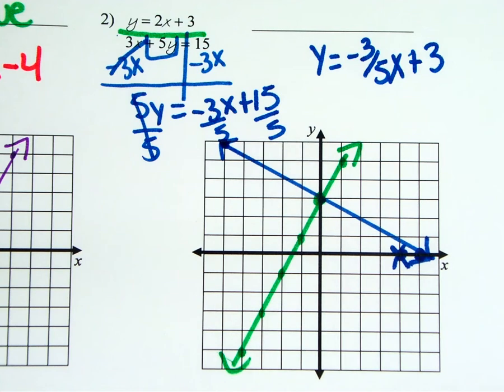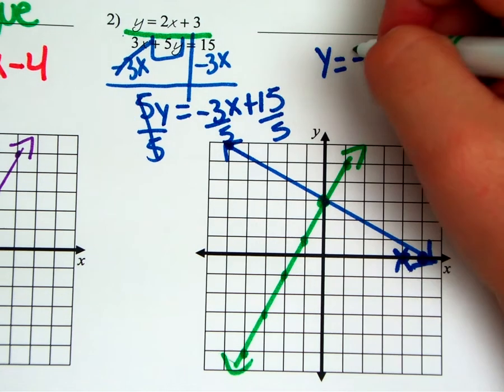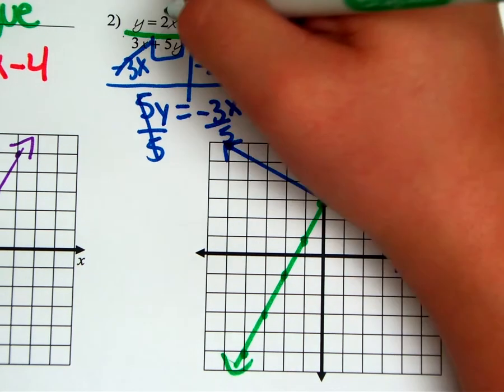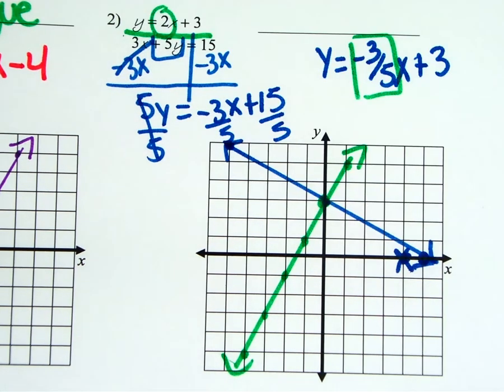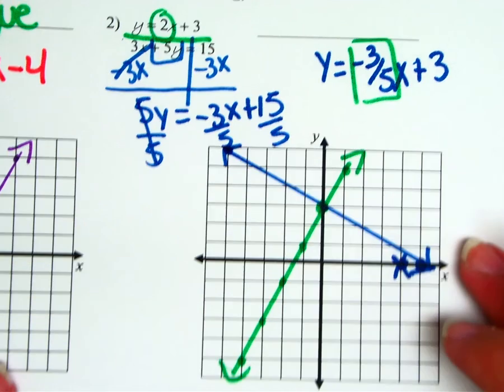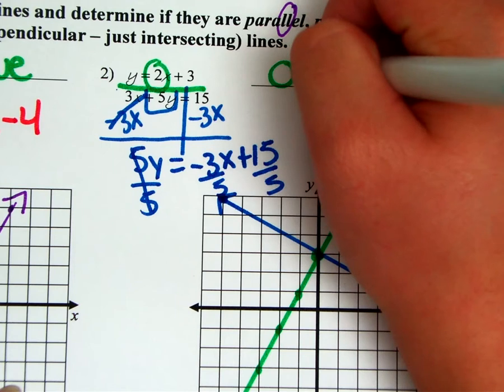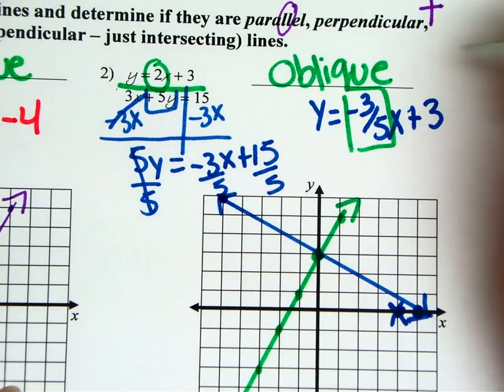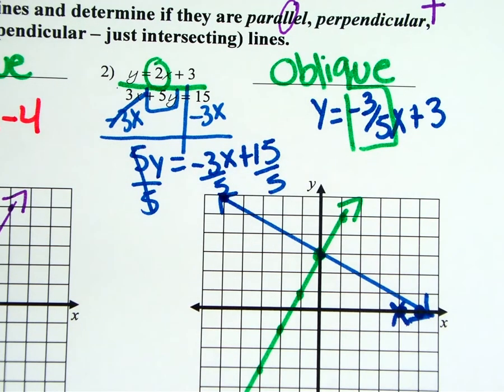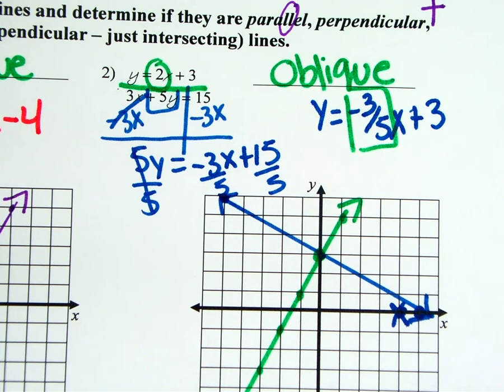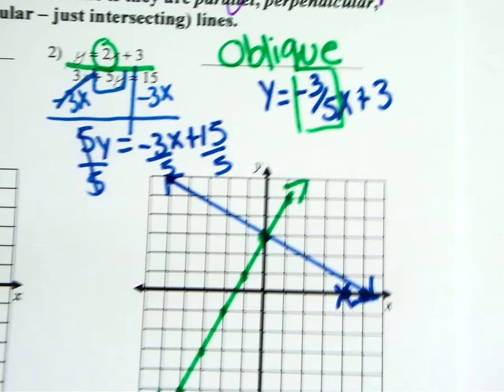So we need to look at the slopes. We have a positive 2 and we have a negative 3 over 5 as our slopes. They have nothing in common, so again our answer for this one will be oblique, because they cross, but the slopes have nothing in common. Alright, let's go ahead and move on to number 3.